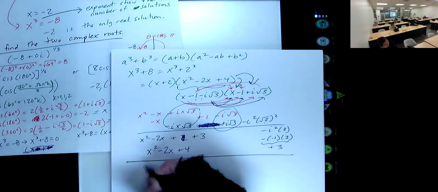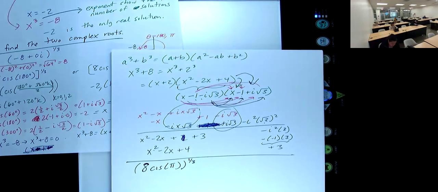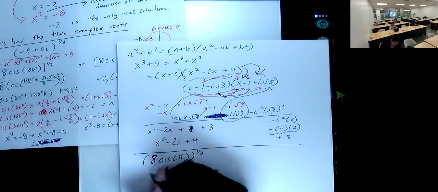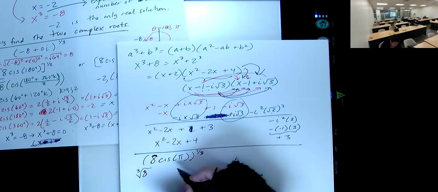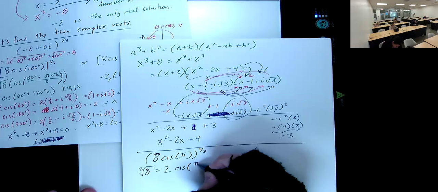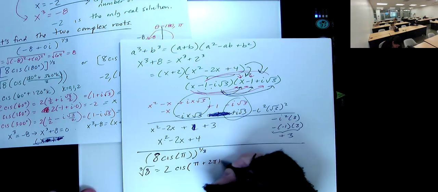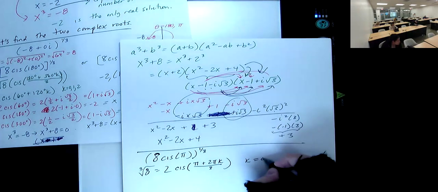I said we'd go back and make sure we do the 8 cis pi one though. That gives us the cube root of 8, which is 2 times cis of pi plus 2 pi k over 3, and k equals 0, 1, and 2.